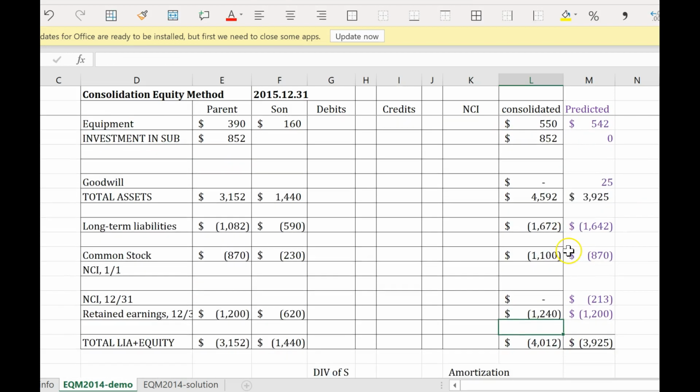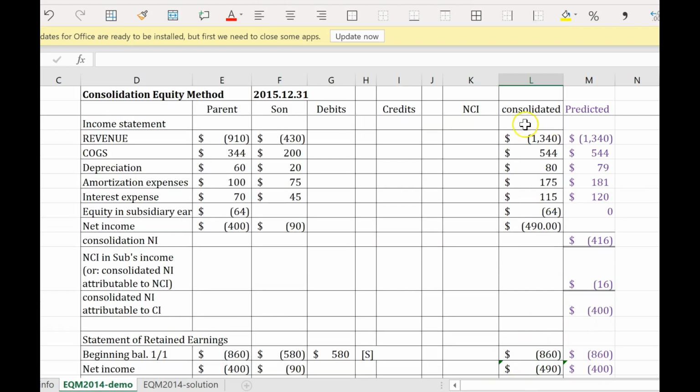So I'm basically setting up my last column using a uniform formula: the consolidated number is the parent's plus the sub's, plus or minus any adjustments to it. So if you don't have Excel and you're calculating manually, it is basically the parent's number plus the subsidiary's number, adjusting for any entries that you may enter later. So let's start with the entries.